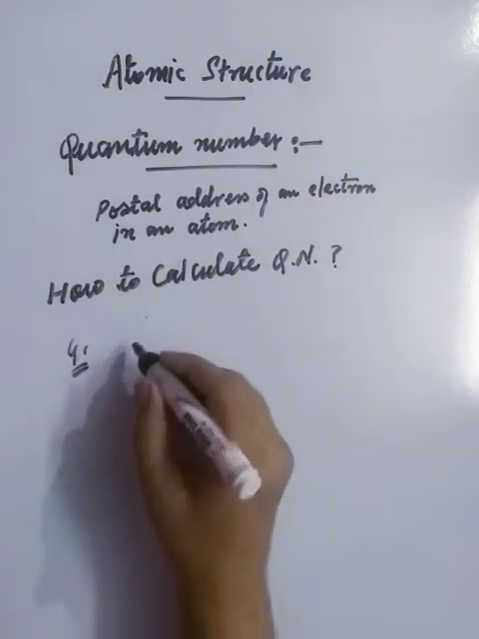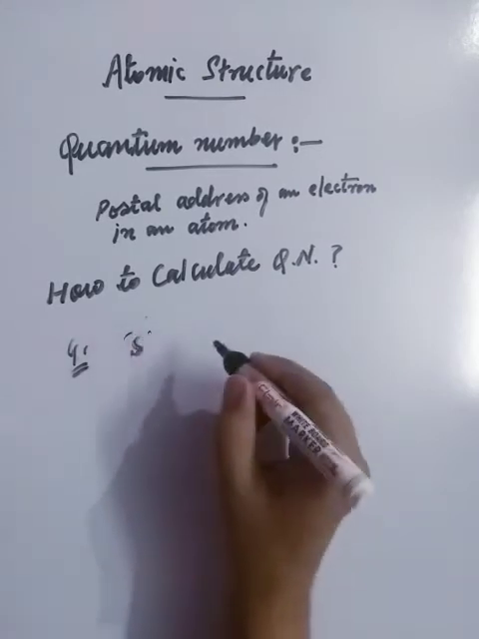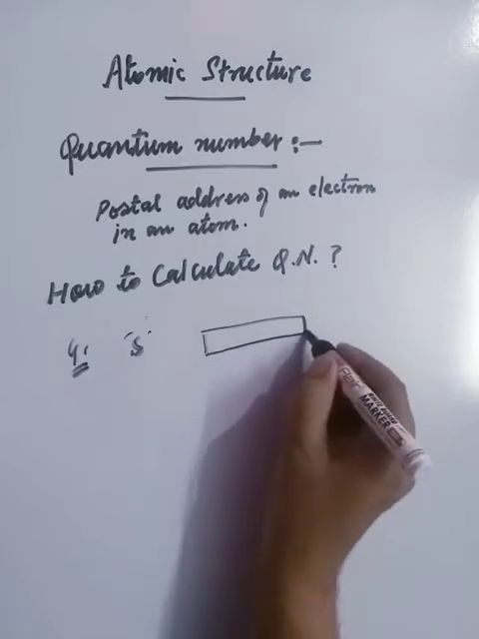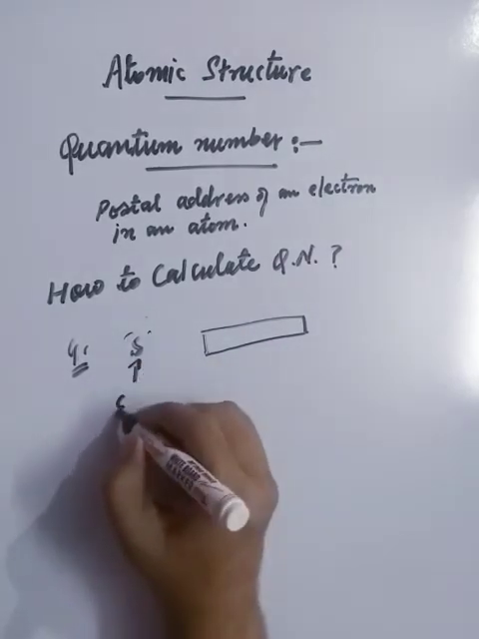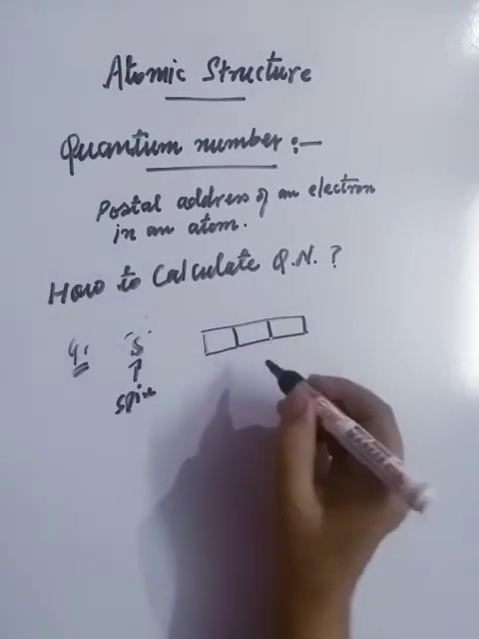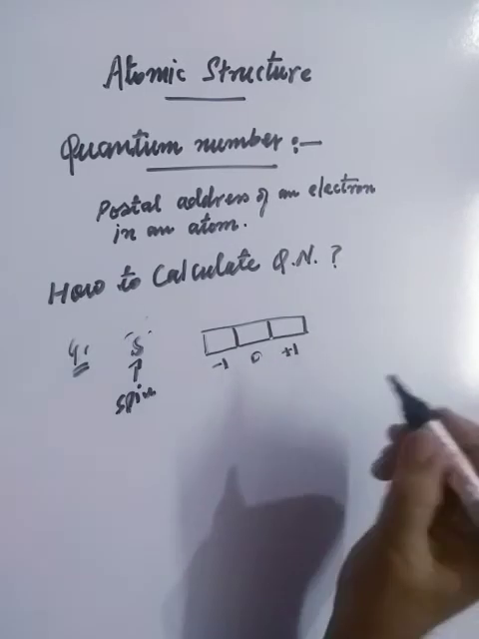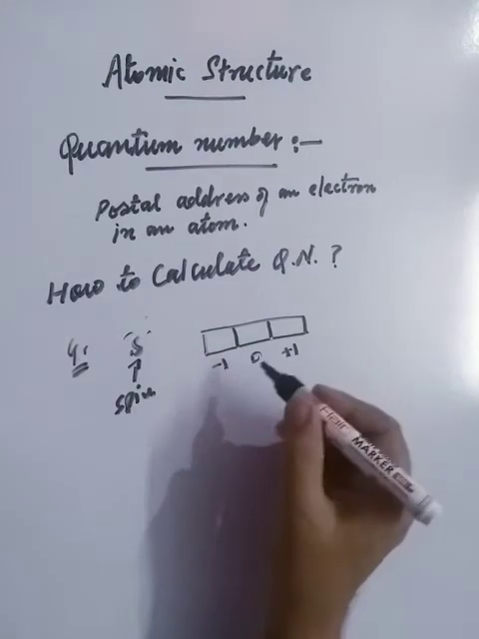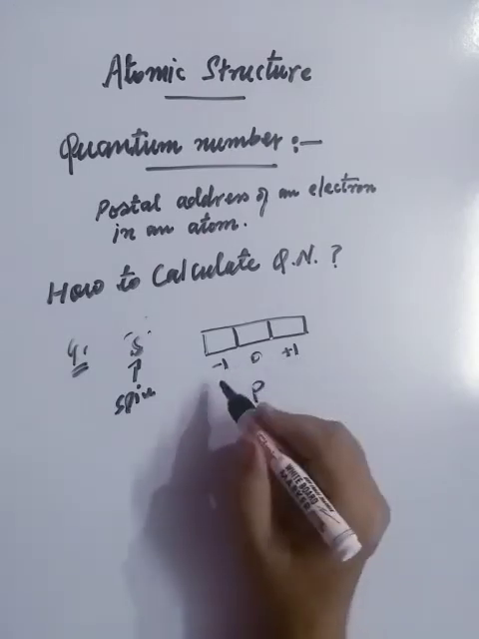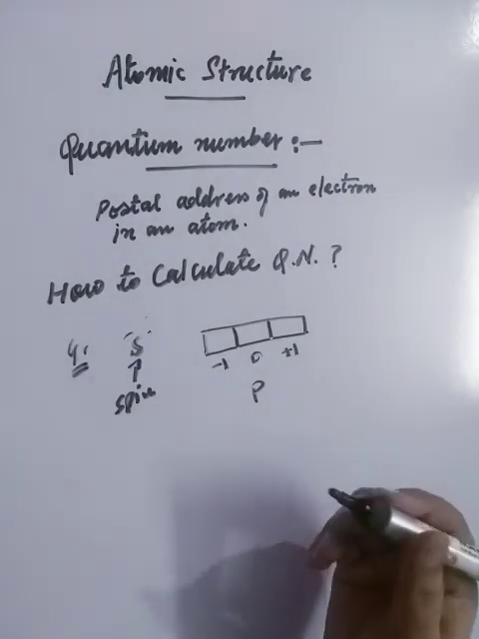Now we are going to talk about the last quantum number. What is that? The spin quantum number, which is shown by S. Suppose it is a p orbital. See how to represent the orbital. For a p orbital, what will be the value of m? It will be minus 1, 0 and plus 1. According to Hund's rule, we write the number of electrons. There are 3 p orbitals, and we can say px, py, pz according to the shape, because every subshell has a shape also.